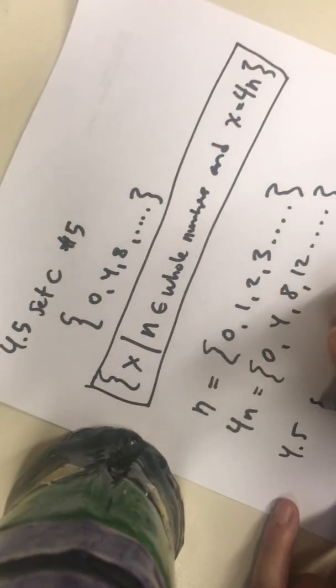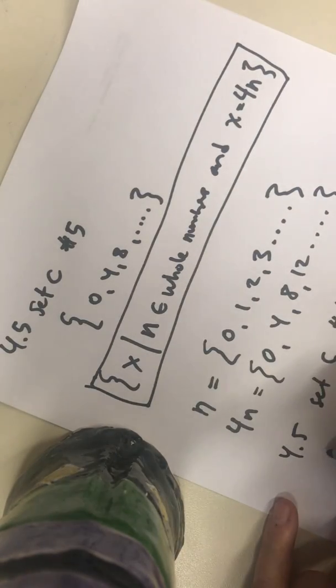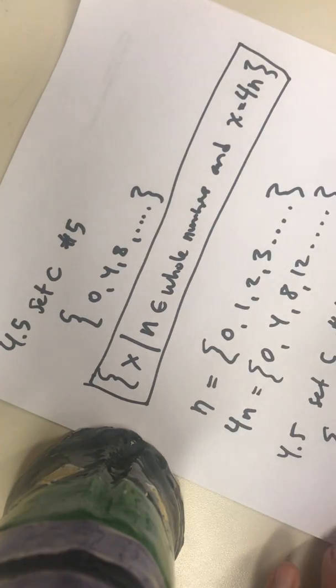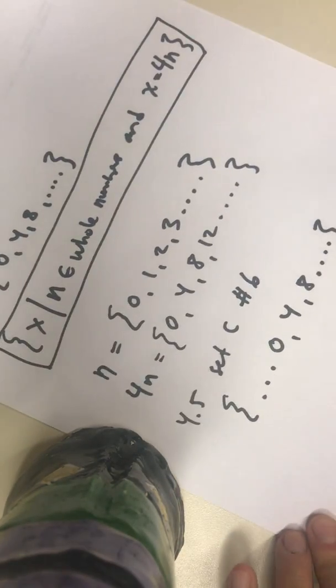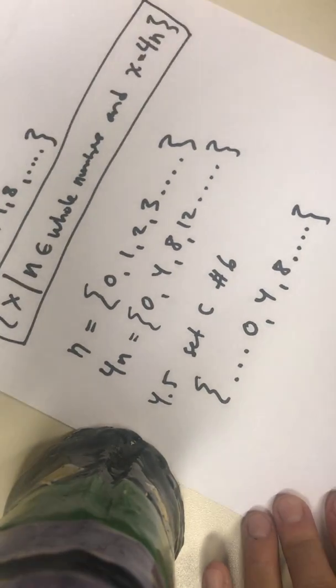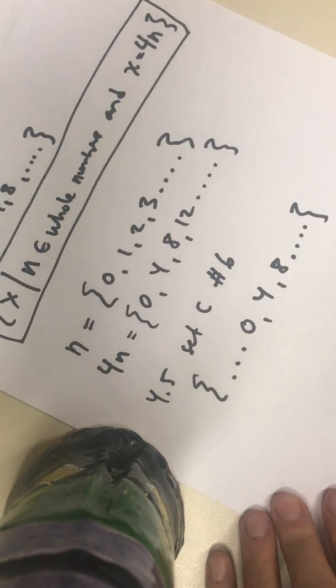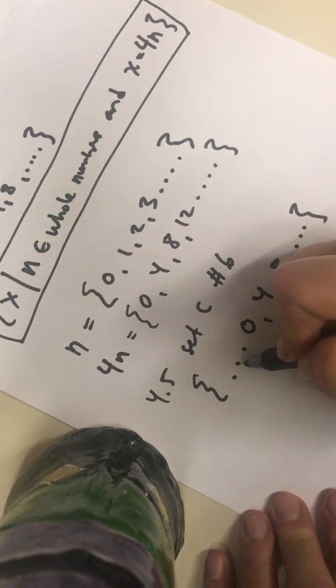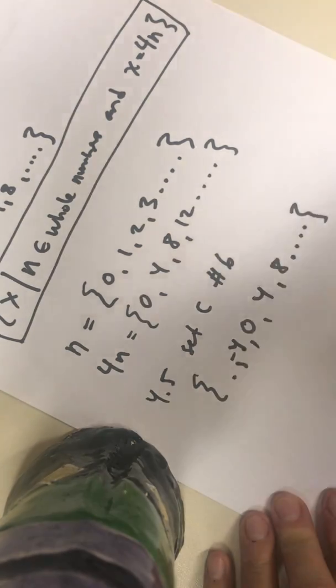So 4.5 set C number 6 is a little bit different because it has dotted lines before the 0. So it's 0, 4, 8, and so on. So let's think about how this is different. The way it's different is that, oh, we can have numbers smaller than 0 in our answer. So they're still multiples of 4, but really we could have made this a -4 and so on.